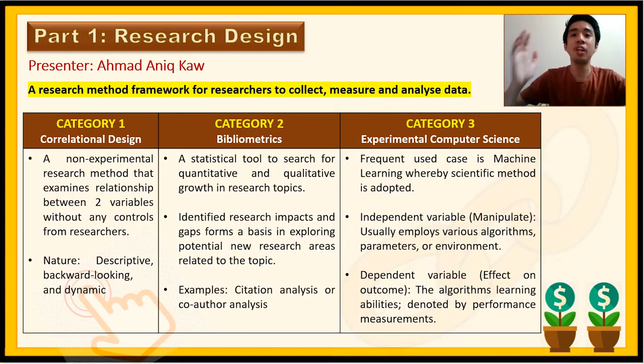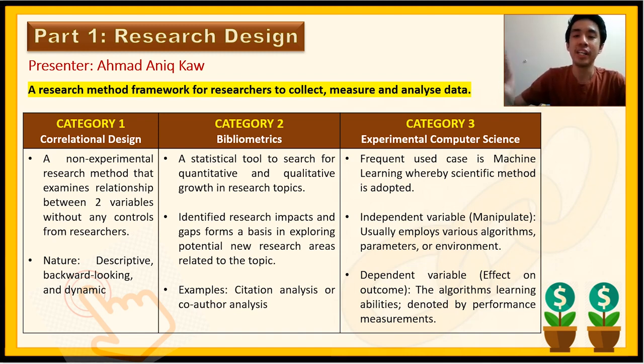Now, let's begin by knowing about research designs. It is a research method framework for researchers to collect, measure, and analyze data. For each category, we have to choose one design from a list to align with our project objectives. And here are the chosen ones. In category 1, we chose correlational design. It is a non-experimental research method which examines the relationship between two variables without any controls from researchers. It is also descriptive, backward-looking, and dynamic in nature.